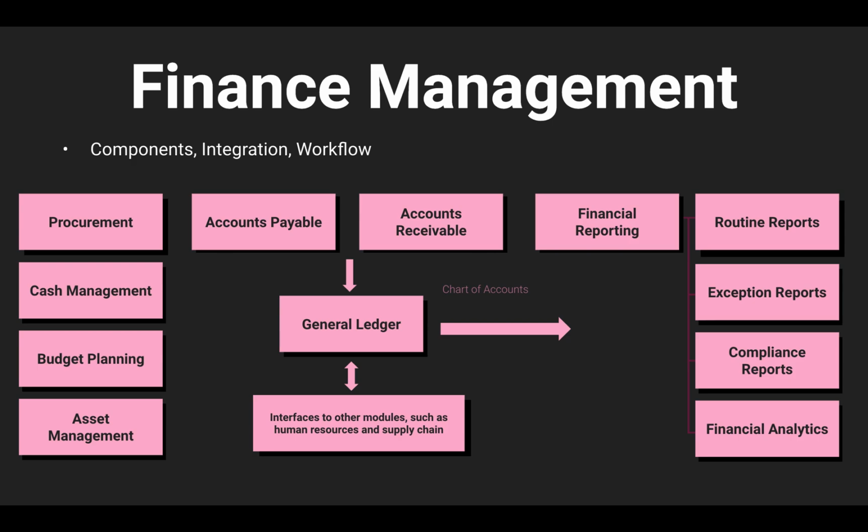Accounts payable, accounts receivable, procurement, cash management, budget planning, asset management, and the overall general ledger. The general ledger is arguably the most important module for accountants. These are modules typically included in a full-featured financial system. So the features that you can see over here are the modules included in this information system of finance management.